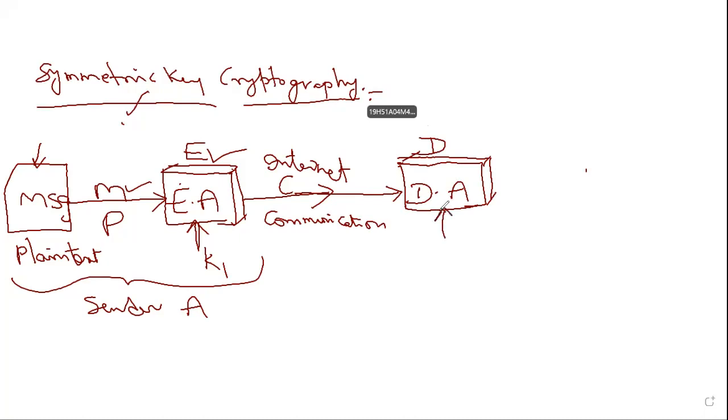Whatever the key the sender uses, that same key must be used by the receiver. Then only he can successfully decrypt the message, right? He can successfully decrypt the message and restore the original message M, either original message M or ciphertext, sorry, plain text. Okay? You can restore the plain text by using decryption algorithm.